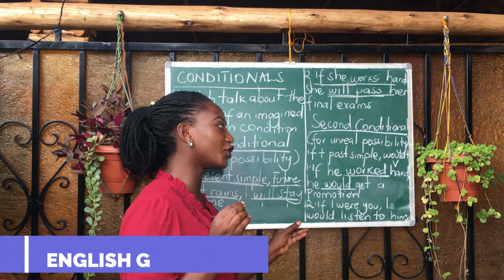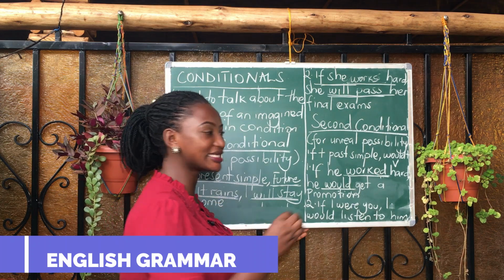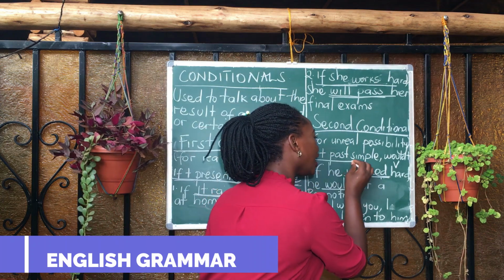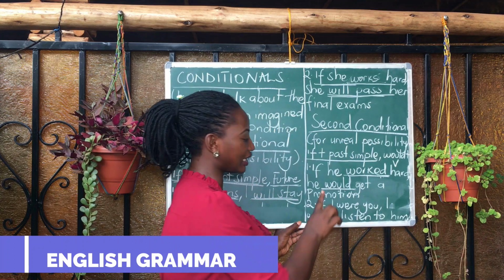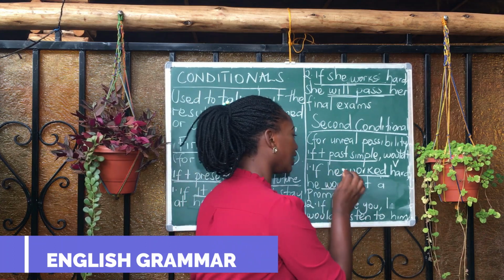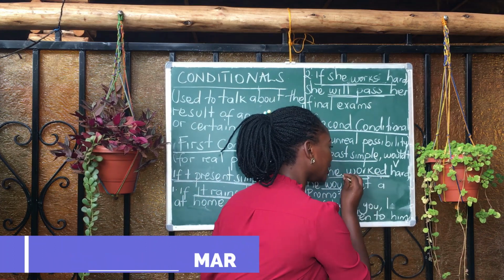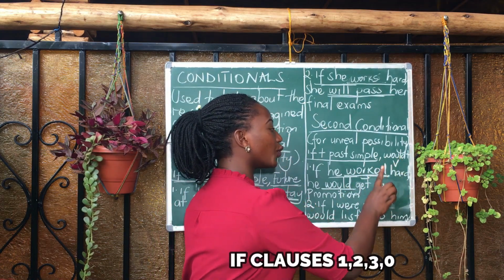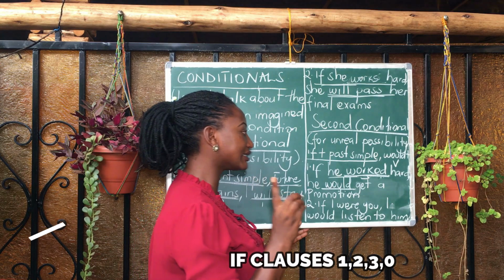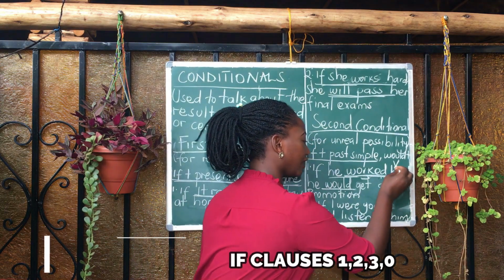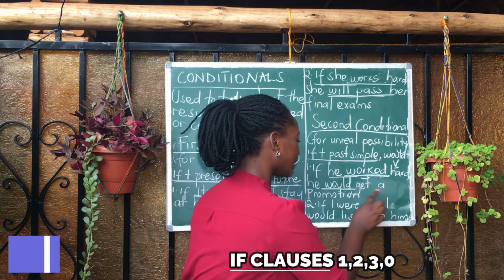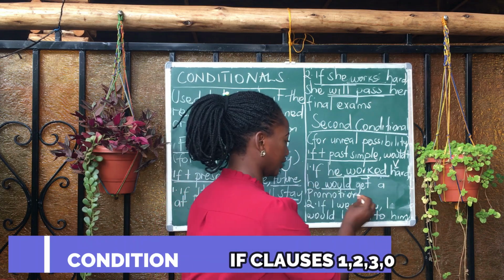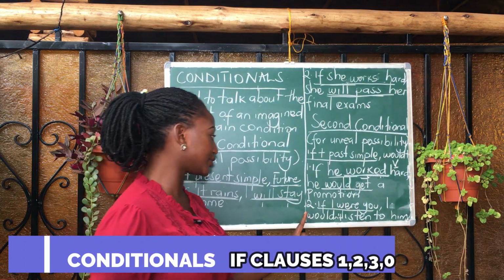And the format of second conditional is, in the if clause, we use if plus past simple. As you can see in example 1, which is if he worked hard. This is our past simple. And in our main clause, we use would plus the verb. This stands for the verb, and we have he would get a promotion. We go to example 2.